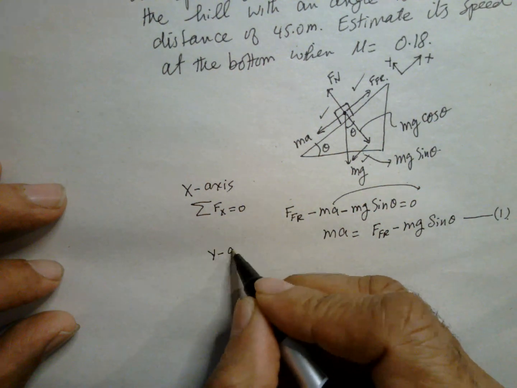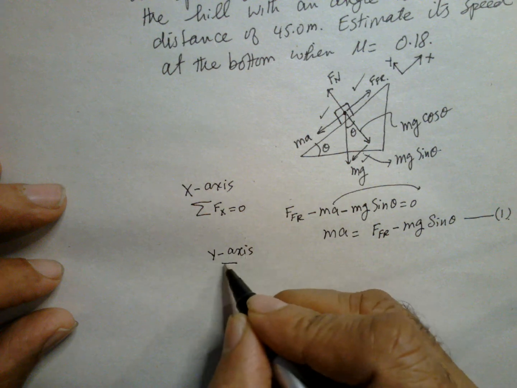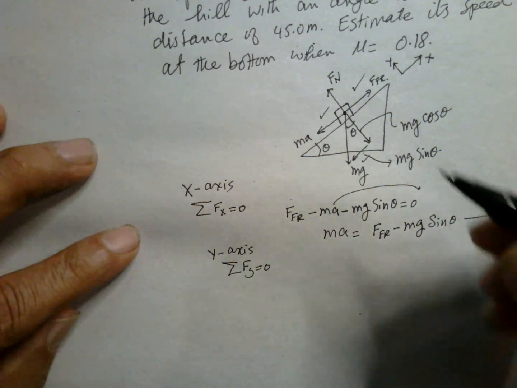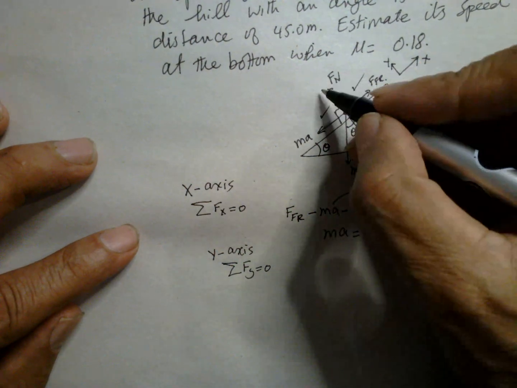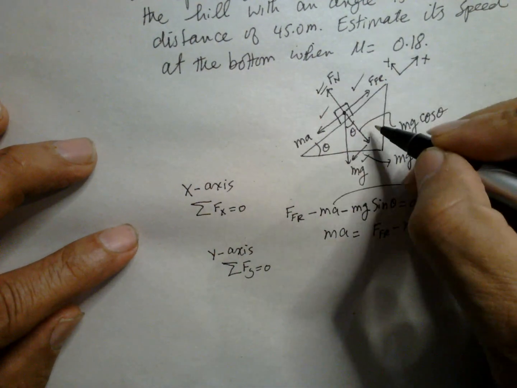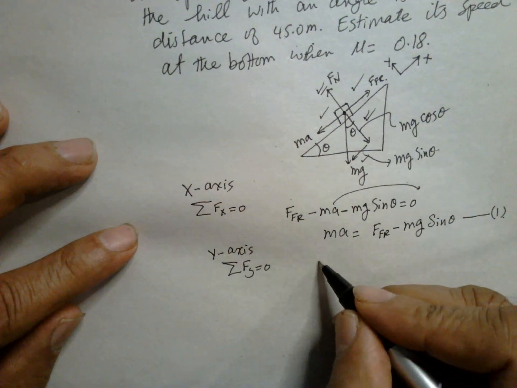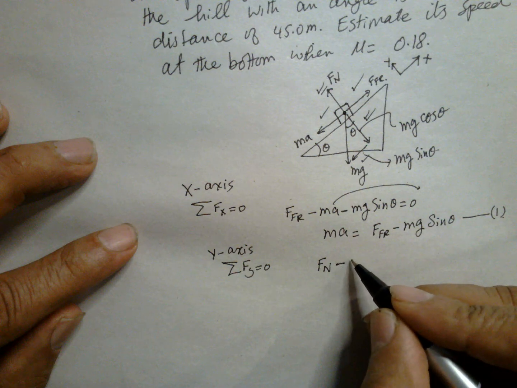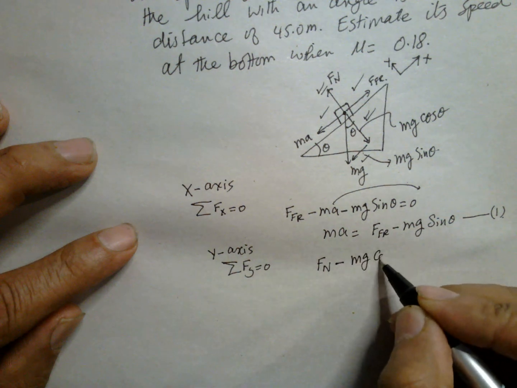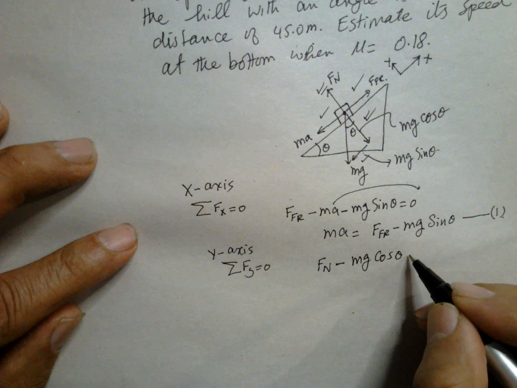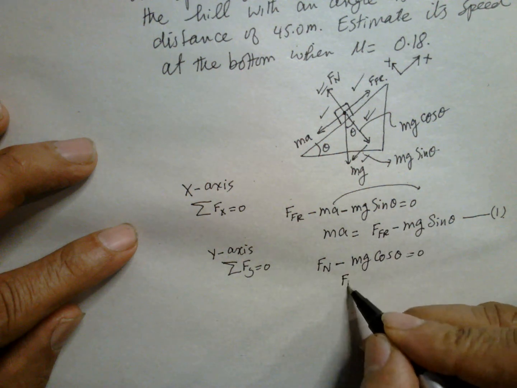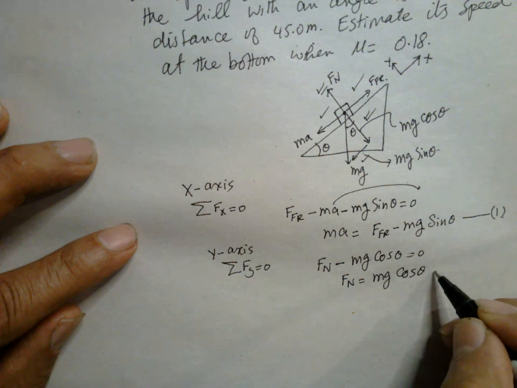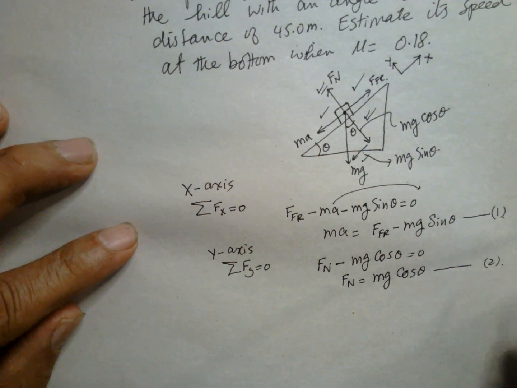Similarly, on the y-axis, the sum of all forces along the y-axis should be equal to 0. So Fn minus mg cosine of theta is equal to 0. So Fn is equal to mg cos of theta. This is equation 2.